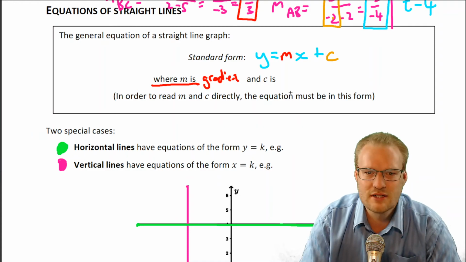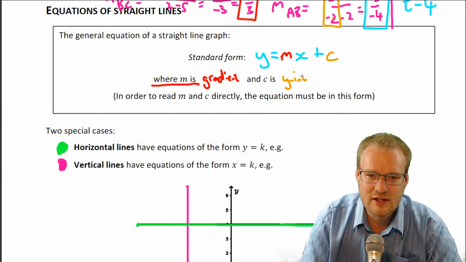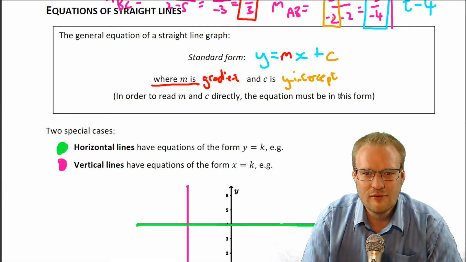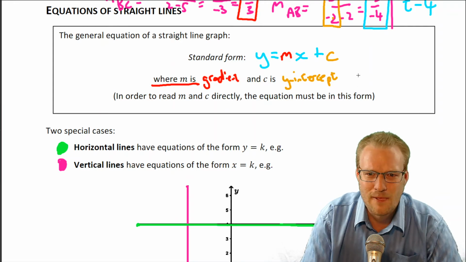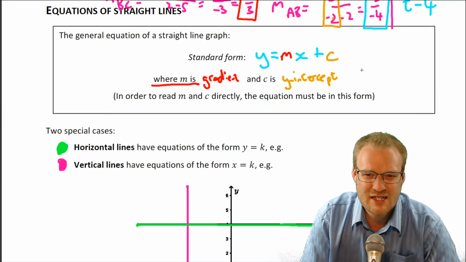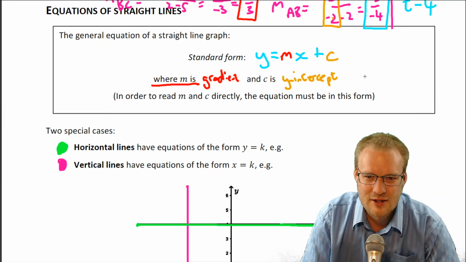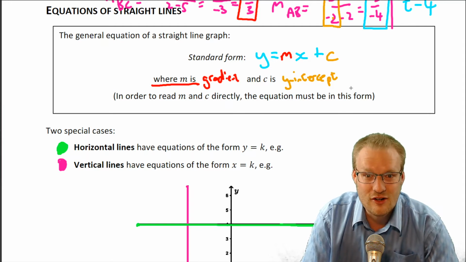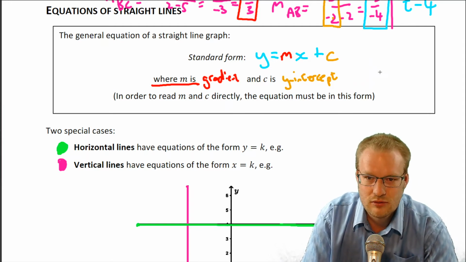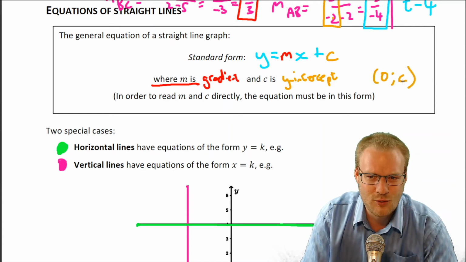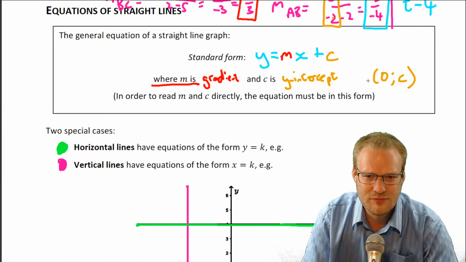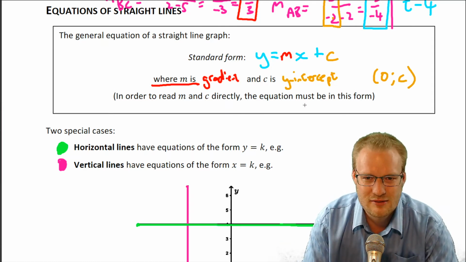Cool, and c is, I'm sure you said, the y-intercept. Strictly speaking, I like to think of c as the y value of the y-intercept. In other words, our y-intercept is (0, c). It's the y value of the y-intercept.